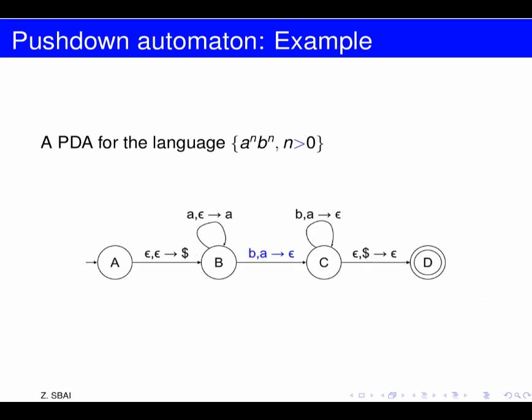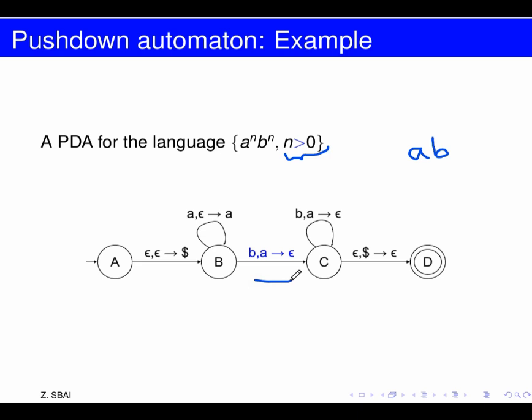Now, if we do not want to accept the epsilon string, if the language will accept A's followed by B's, and at least there will be one A and one B, so the shortest string here will be A, B. In this case, we can also use this transition. This will guarantee that we cannot go from B to C unless we see a B in the input. And also, there is an A on top of the stack.